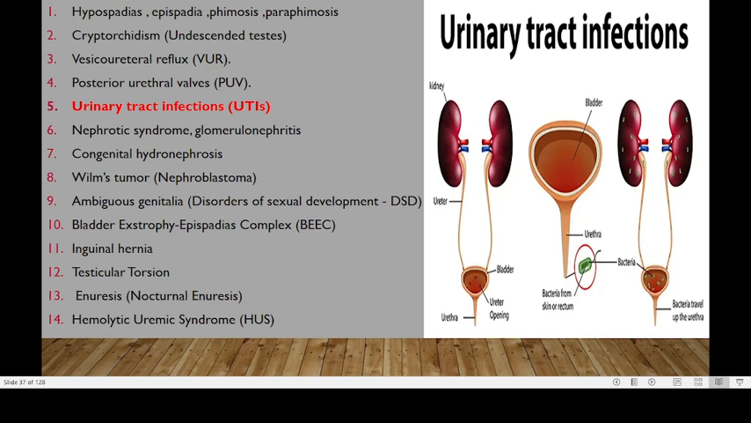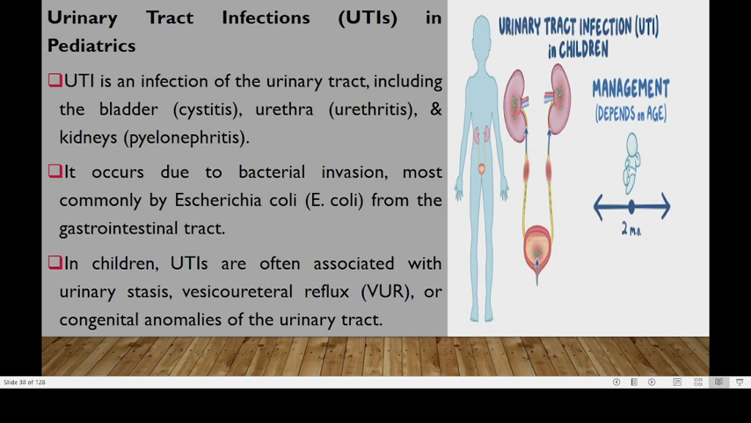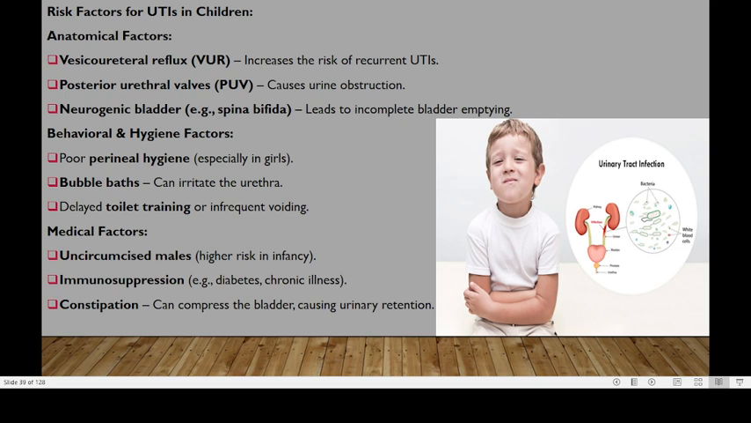The next condition is urinary tract infection, which is an infection of the urinary tract. In the case of the bladder, we refer to it as cystitis, the urethra as urethritis, and the kidney as pyelonephritis. It occurs due to bacterial invasion. The most common suspect is usually Escherichia coli from the gastrointestinal tract. In children, UTIs are often associated with urinary stasis, vesicoureteral reflux, or congenital anomalies of the urinary tract.